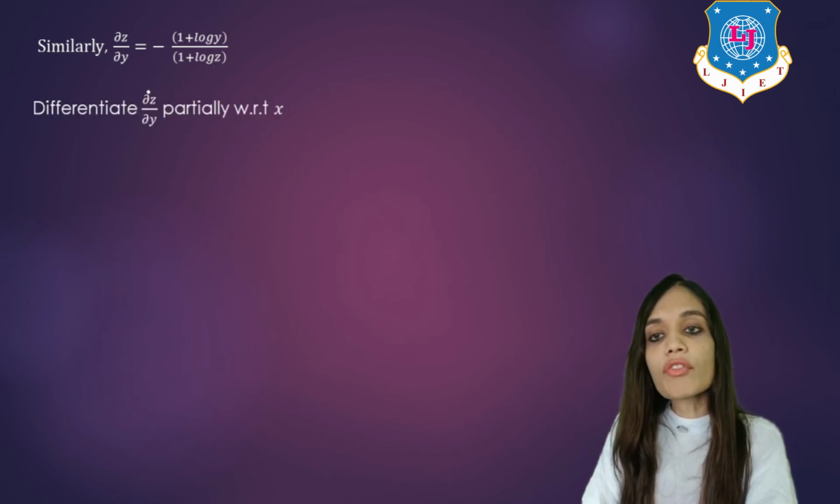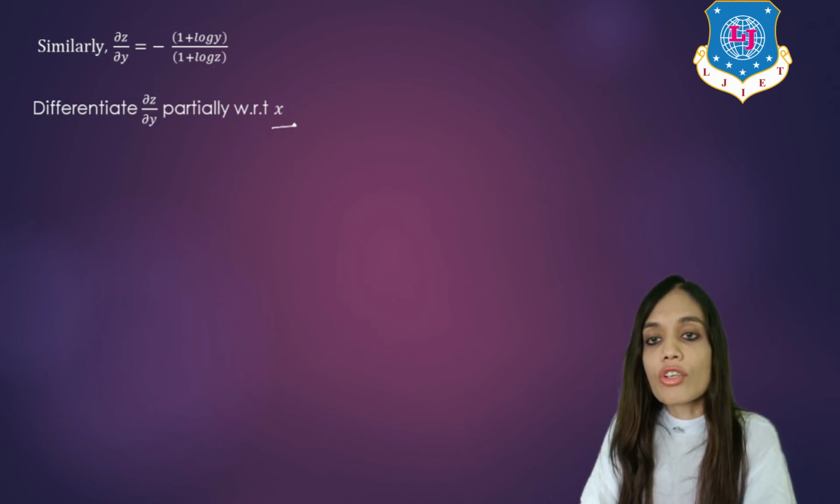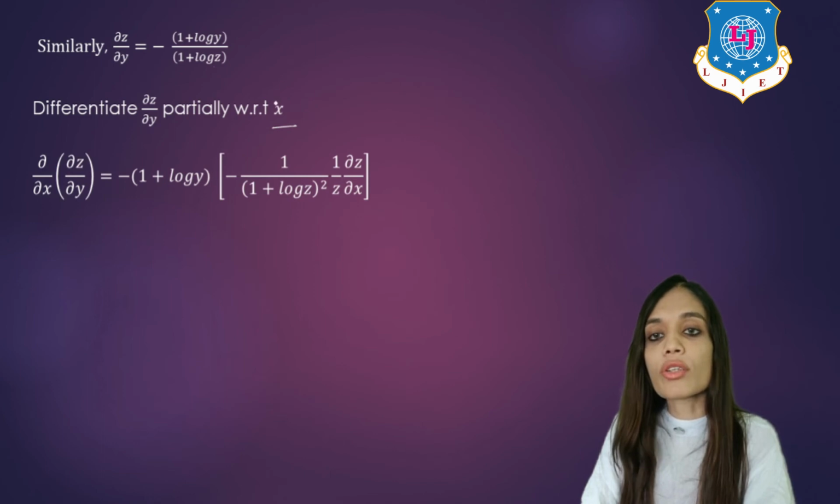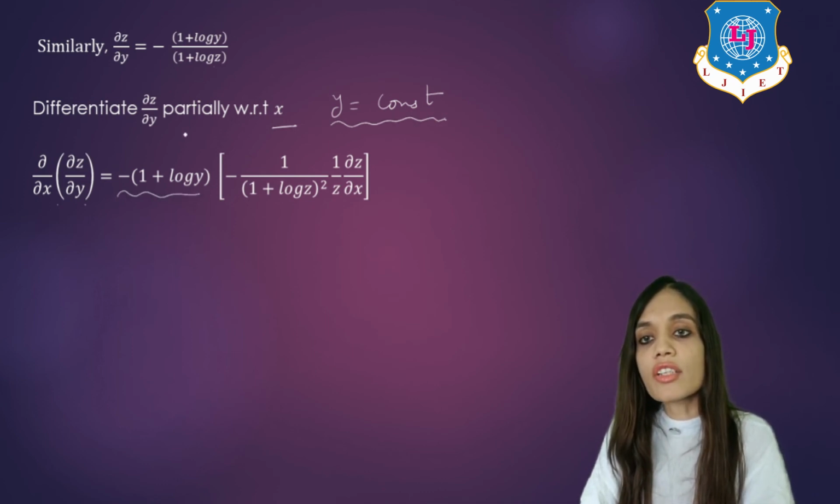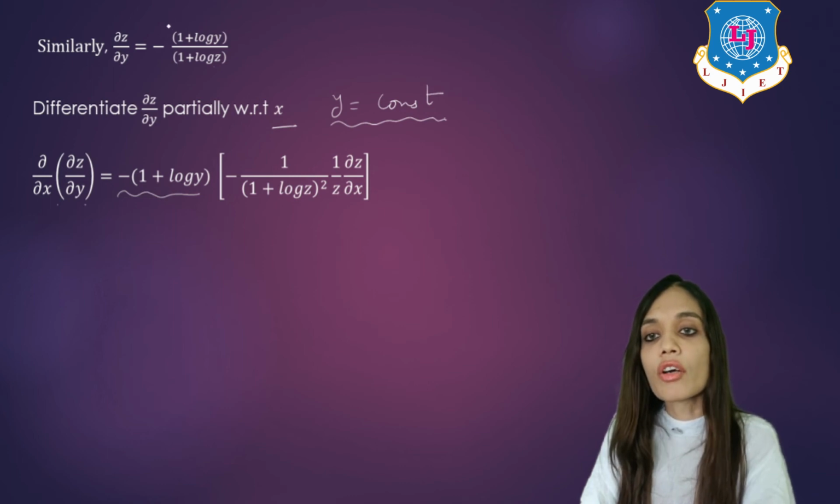Now let us begin with the LHS. So firstly we differentiate this with respect to x. So we are differentiating with respect to x, so we will keep y as constant, right? So del by del x of del z by del y, keeping y constant. So minus (1 plus log y) will remain outside. Just do the derivative of 1 upon 1 plus log z.